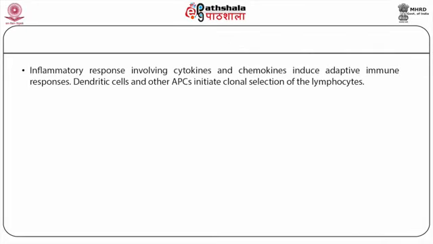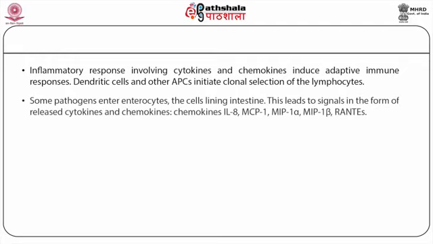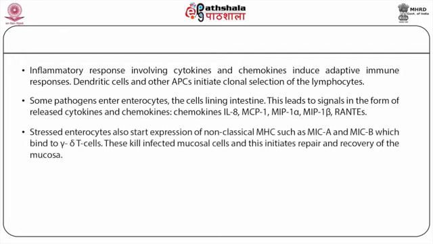Inflammatory response involving chemokines induces adaptive immune responses. Dendritic cells and other APCs initiate clonal selection of the lymphocytes. Some pathogens enter enterocytes, the cells lining the intestine. This leads to signals in the form of released cytokines and chemokines. Stressed enterocytes also start expression of non-classical MHC such as MICA and MICB, which bind to gamma delta T cells. These cells kill infected mucosal cells, and this initiates repair and recovery of the mucosa.